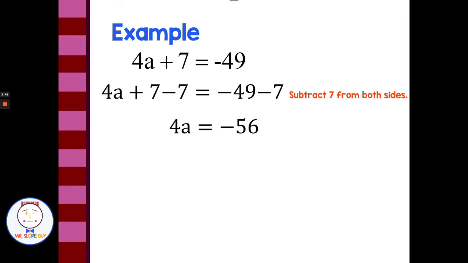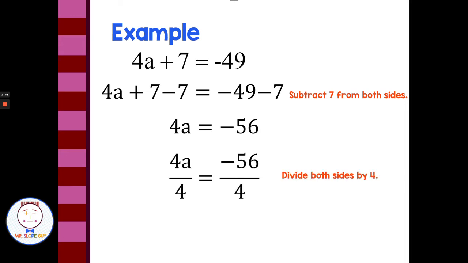Now I'm down to 4 times a, and I want to undo multiplying by 4 with divide by 4. If I divide by 4 on the left side, I also divide by 4 on the right side. Then I have a negative divided by a positive, and a negative divided by a positive is going to be a negative answer. 56 divided by 4 is 14. So a equals negative 14.